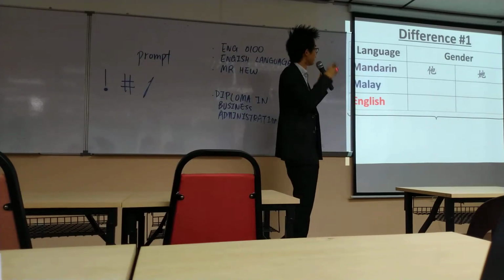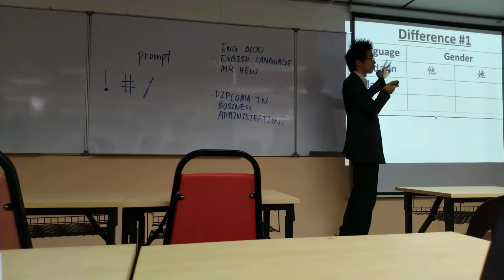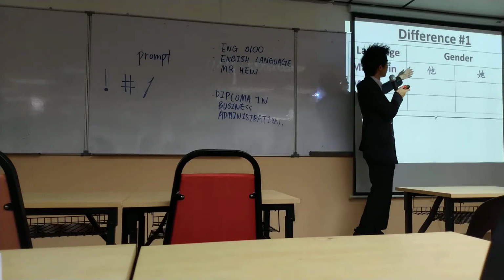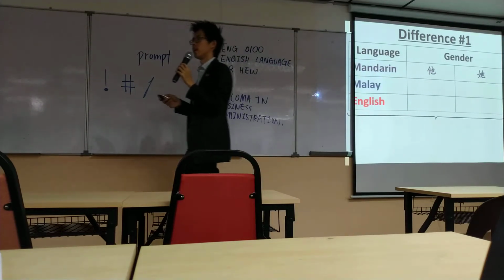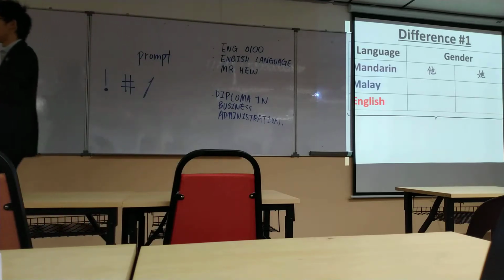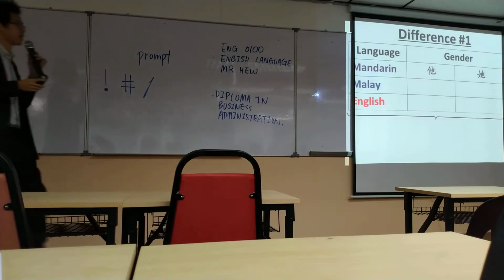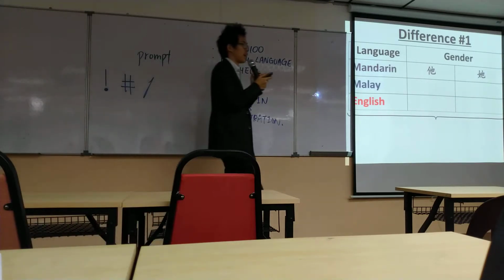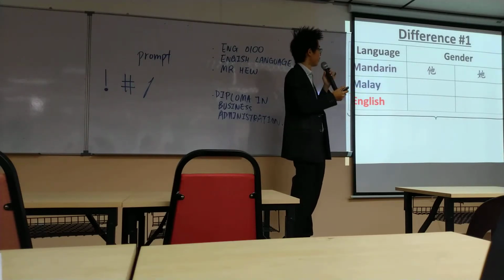Alright, so for Mandarin, in Mandarin you see the word ta. There are two ta. The first one is male, the other one is female. So in Chinese, we differentiate male and female, because in ancient China, they focused more on the male than the female. So for Malay, right?